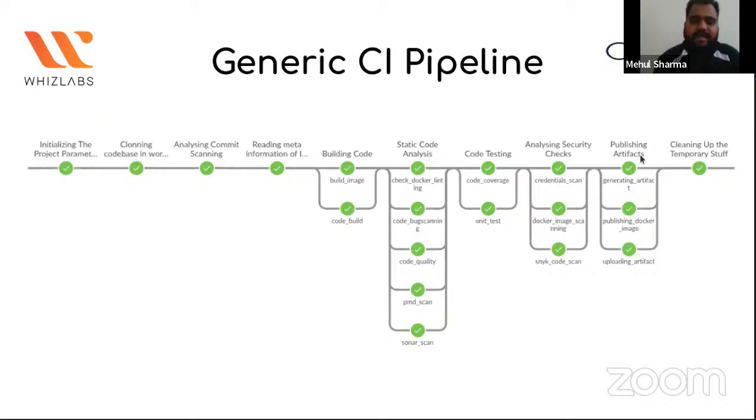If I relate it to the example that we just created, we are cloning the code checkout, and after that we are building the code. After that we are testing the code, and in the end we are publishing the artifact as well. So I hope this is clear to everyone, how a generic CI pipeline should look, right now or in the future. It totally depends on your use case. So I hope this is clear to everyone.